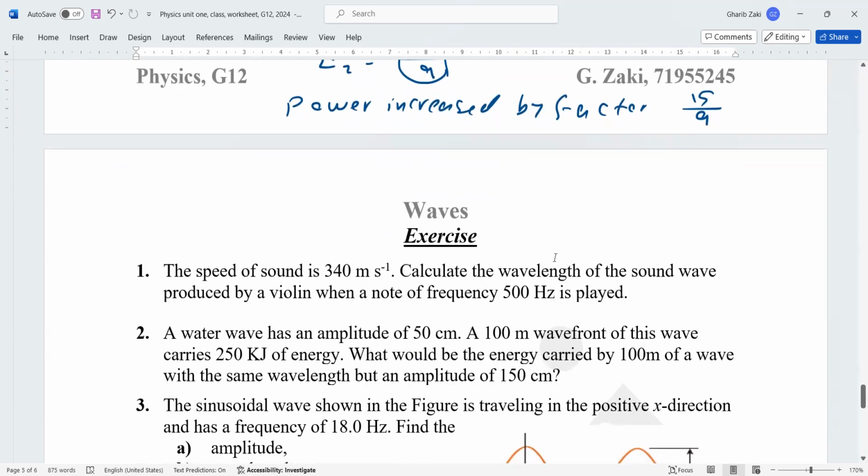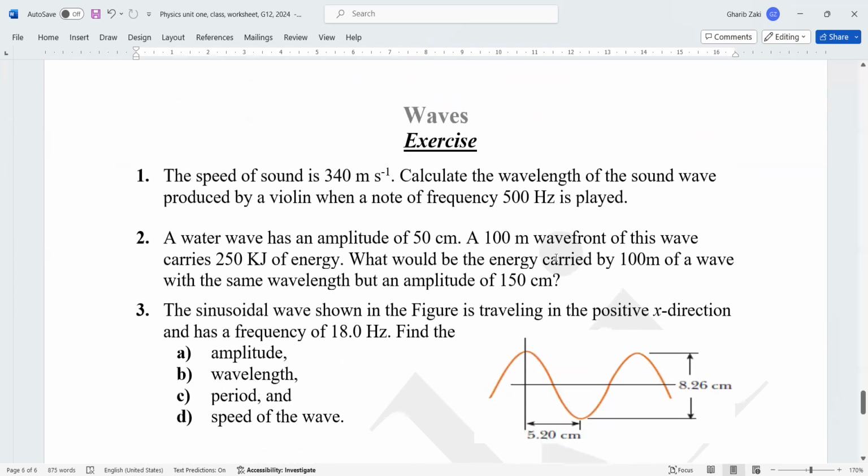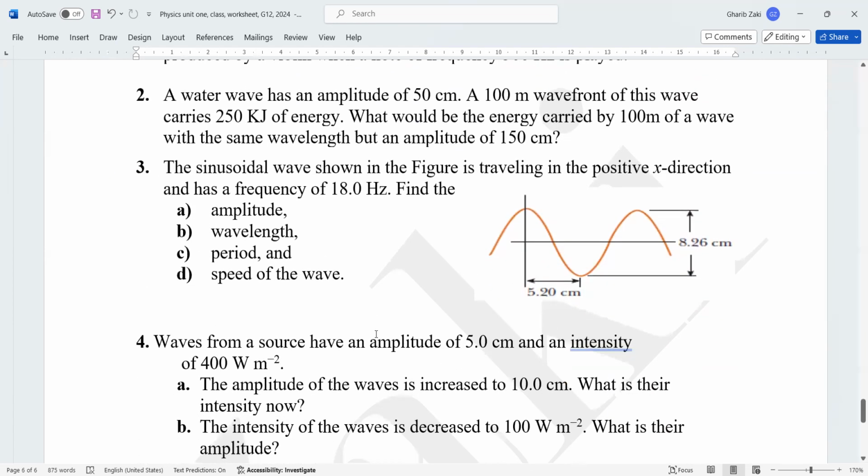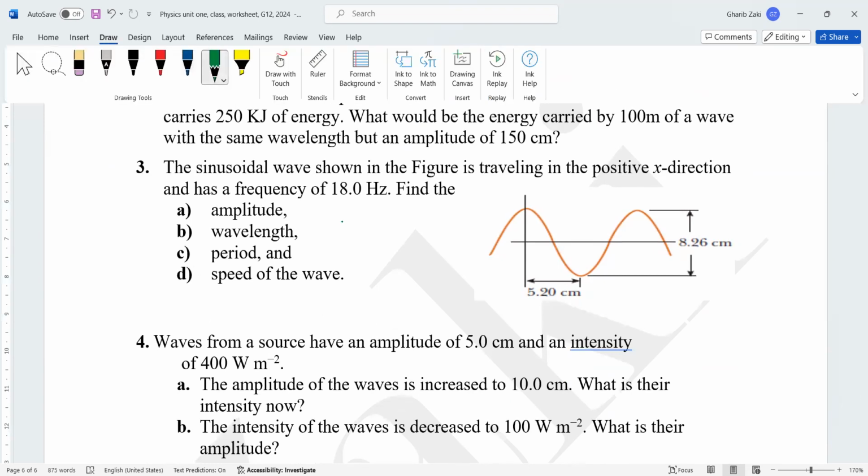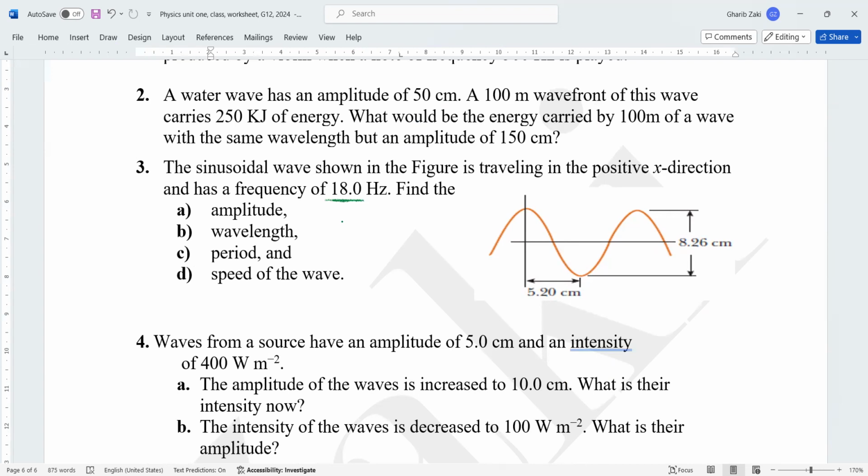Now we talk about exercises. Let us solve question number 3 together. Look at number 3, please. He said the sinusoidal wave shown in the figure is traveling in the positive X direction and has a frequency. So we have here the given frequency F, which equals 18 hertz. He said, find from the figure the amplitude.